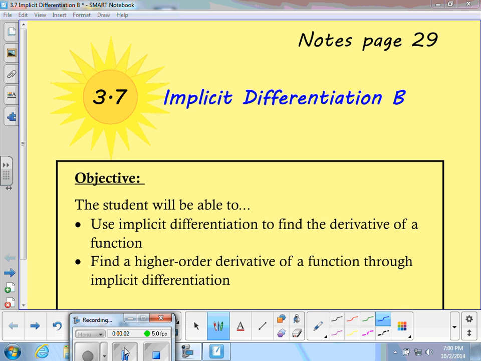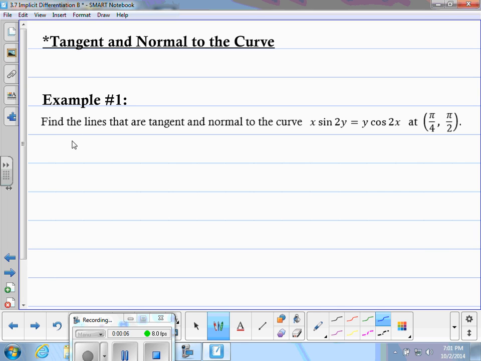All right, 3.7 implicit differentiation, part B. So we're going to start off with what we left off on in part A. Tangent and normal to the curve. Find the lines that are tangent and normal to the curve x sine 2y equals y cosine 2x at pi over 4 and pi over 2.